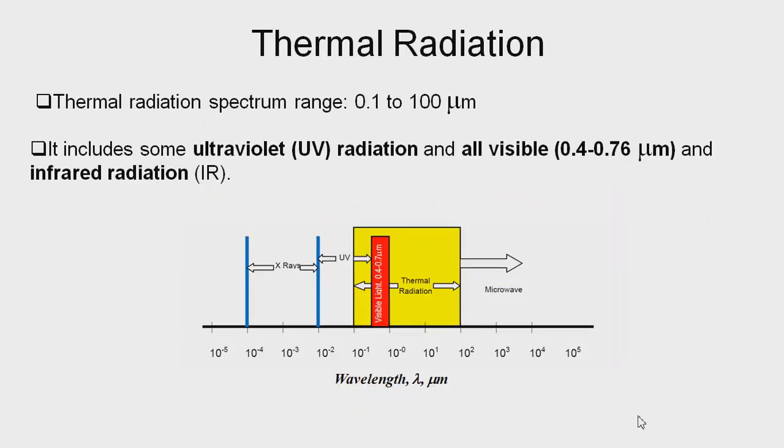We are most interested in thermal radiation, for which the electromagnetic radiation spectrum ranges from 0.1 micrometer to 100 micrometer. It includes some ultraviolet radiations, all visible radiation which is called light, and infrared radiation.